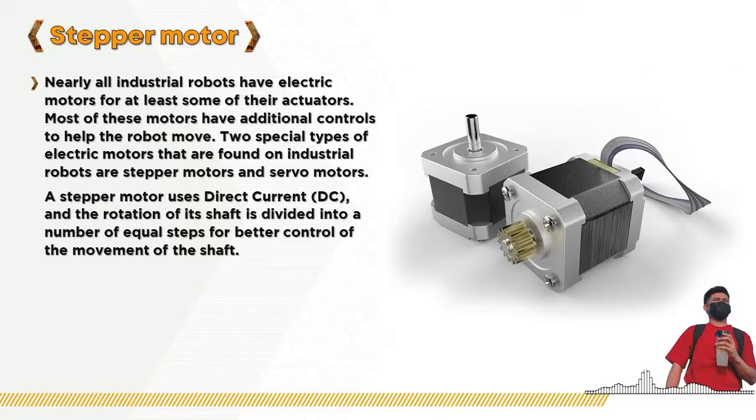Nearly all industrial robots have electric motors for at least some of their actuators. Most of these motors have additional controls to help the robot move. The special types of electric motors that are found in industrial robots are stepper motors and servo motors. A stepper motor uses direct current, or DC, and the rotation of its shaft is divided into a number of equal steps for better control of the movement of the shaft.